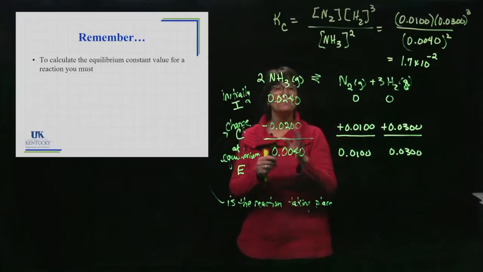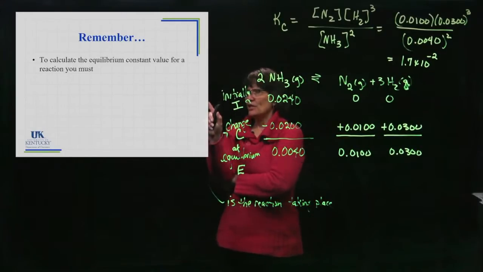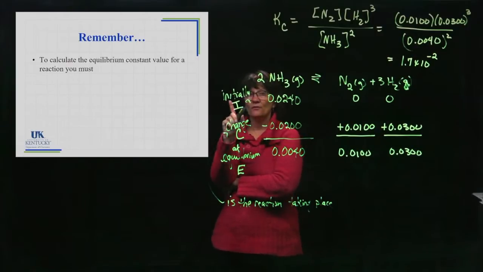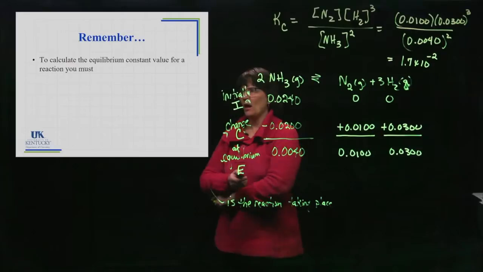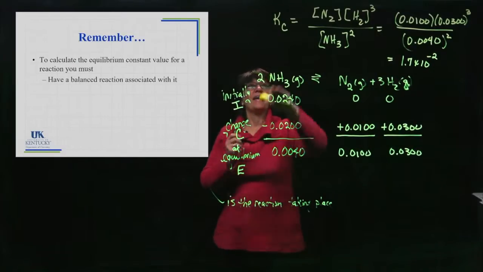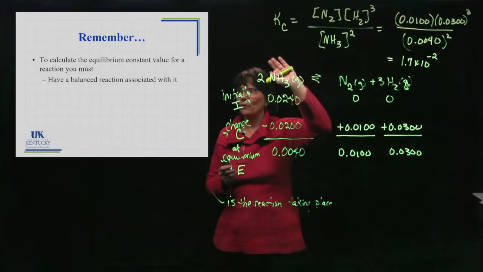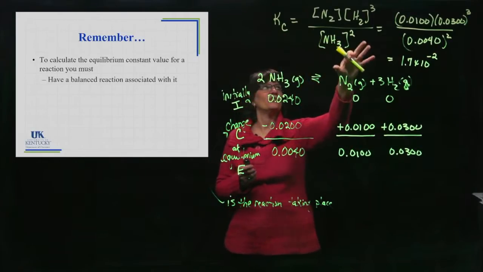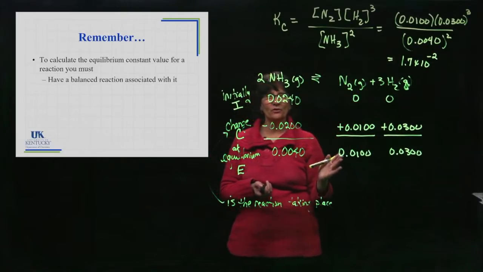All right, so let's remember a few things. Let's summarize a few things that we have learned along the way. To calculate the equilibrium constant, and that's what we've done a lot of, you must have a balanced equation. A K doesn't stand alone. For this one, we had a reaction on the slide that this K applies with. So you have to have a balanced reaction associated with it.